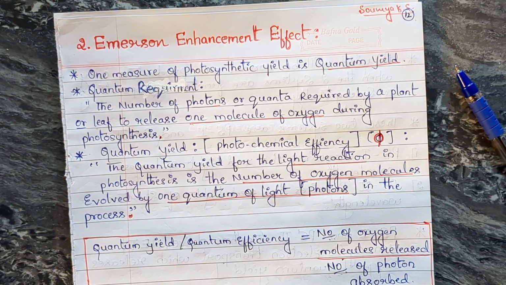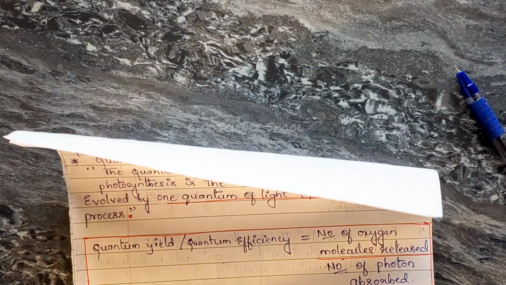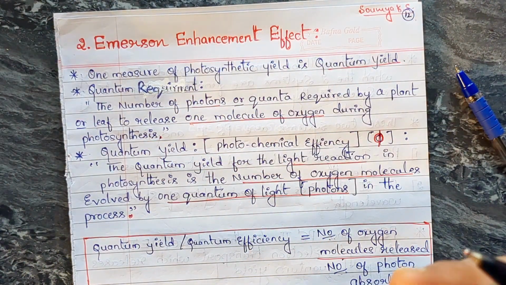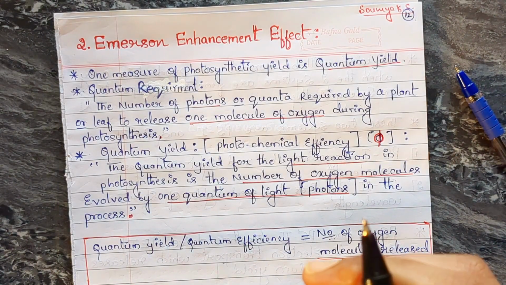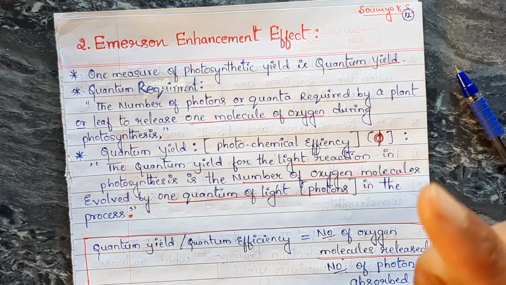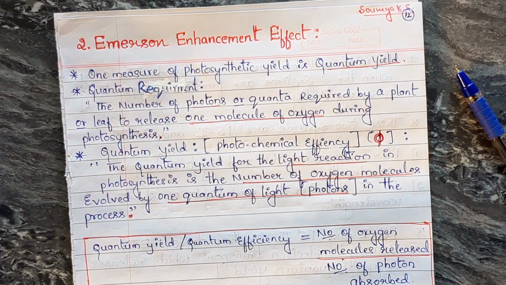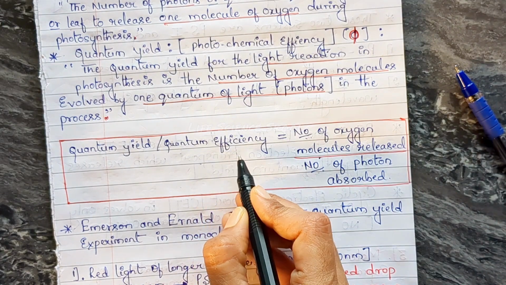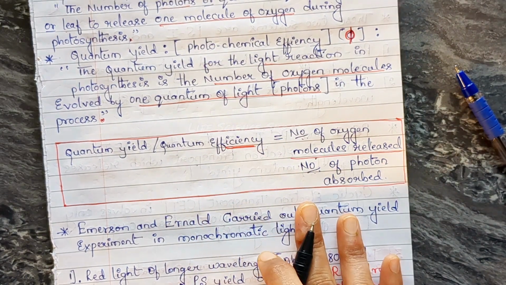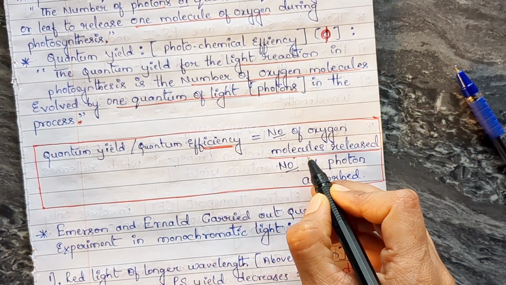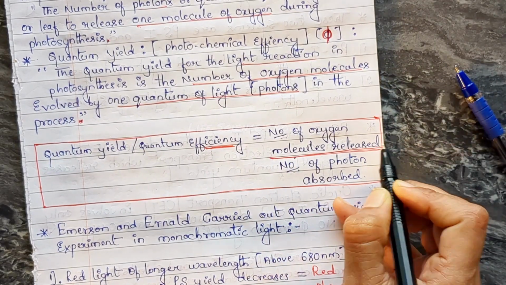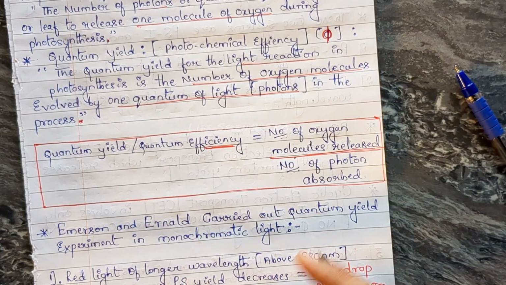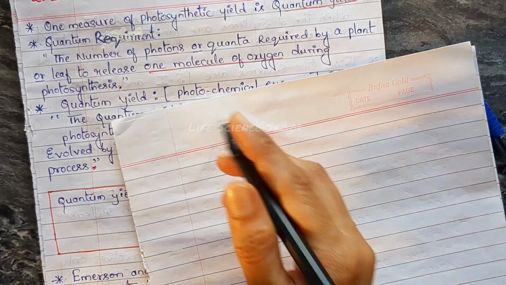This definition says that during photosynthesis, the number of oxygen molecules released by one quantum of light is called quantum yield. And there is a formula for that: quantum yield, or quantum efficiency, equals the number of oxygen molecules released divided by the number of photons absorbed.